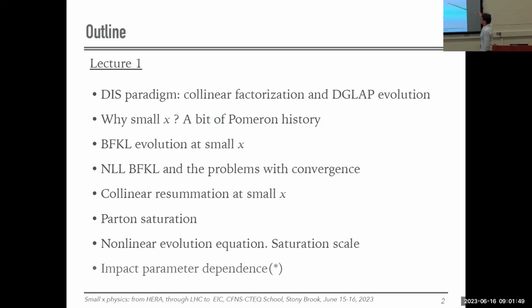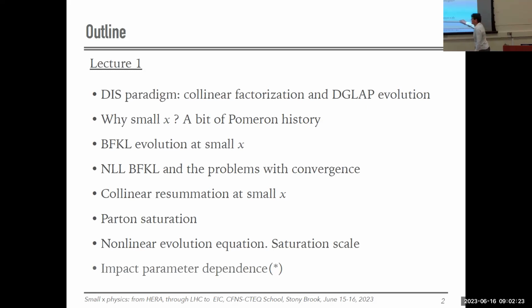Then we looked in some detail beyond the leading log x, and I argued that one actually needs to go there, not even to next-to-leading log, but to perform the resummation in order to stabilize the series. And then we also learned about saturation. So on top of the resummation, there are other classes of effects, and Raju was talking about that.